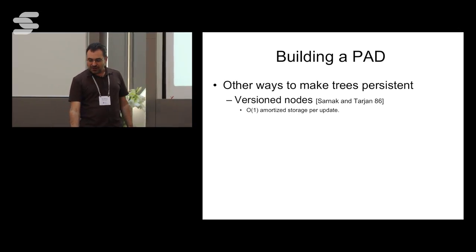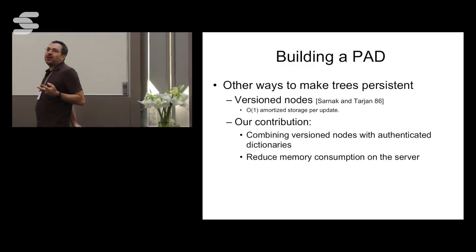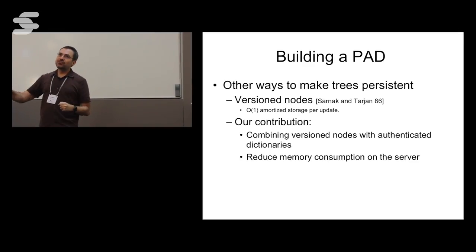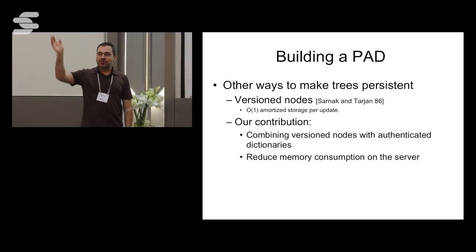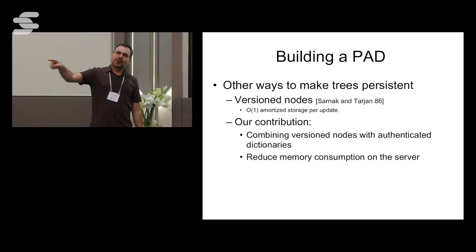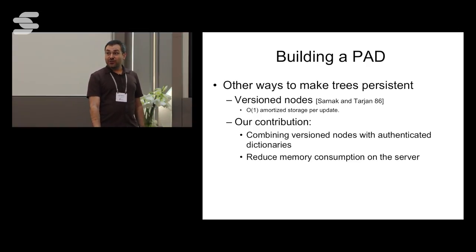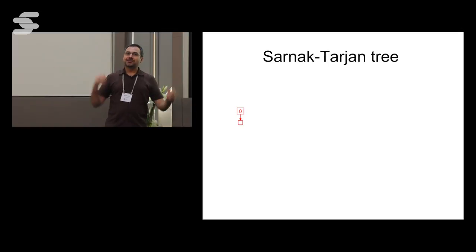So we figured out how to make a functional hash-based version of Sarnak and Tarjan's versioned data structure that gets us down from this log n path copying to amortized constant cost. Yeah. So, ready for some ugly data structure design? Here we go. Here's a basic tree. At time zero, we have nothing. Done. Yay. Well, let's make it more complicated.